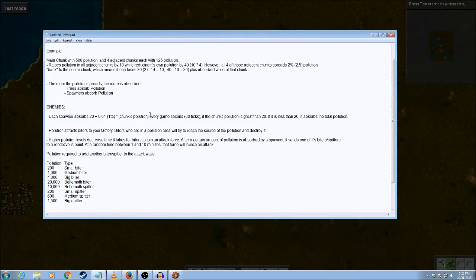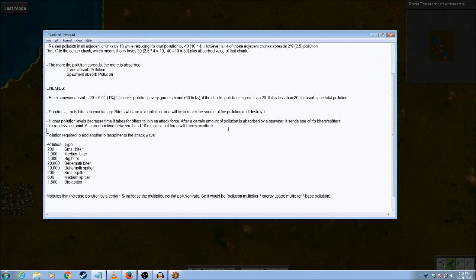So this is the spawner absorbing the pollution and sending out biters, okay? Higher pollution decreases the time it takes for a spawner to send biters/spitters to an attack force. After a certain amount of pollution is absorbed by a spawner, it sends one of its biters/spitters to a rendezvous point, which is where you see them grouping. And then at a random time between 1 and 10 minutes, so it could be 2 minutes, 5 minutes, 8 minutes, whatever, it's random, the force will launch an attack, okay?